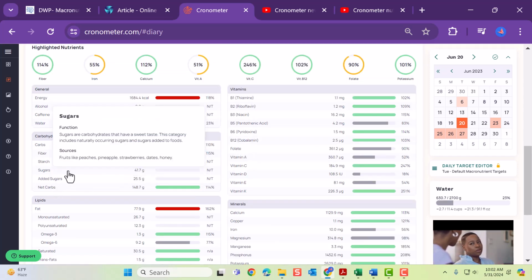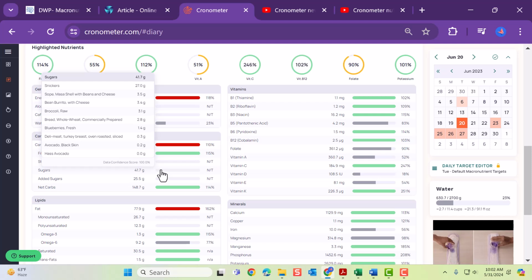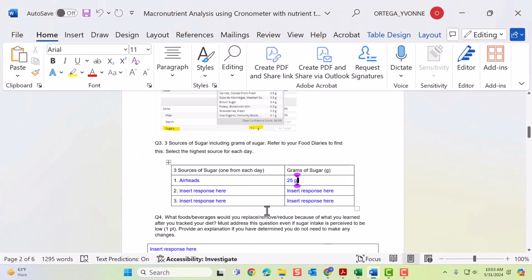And here's day two. And again, I hover and I see Snickers. Whoa, 27 grams. So I would go back and enter that. Snickers, 27 grams. And then you would do the same for your third day.